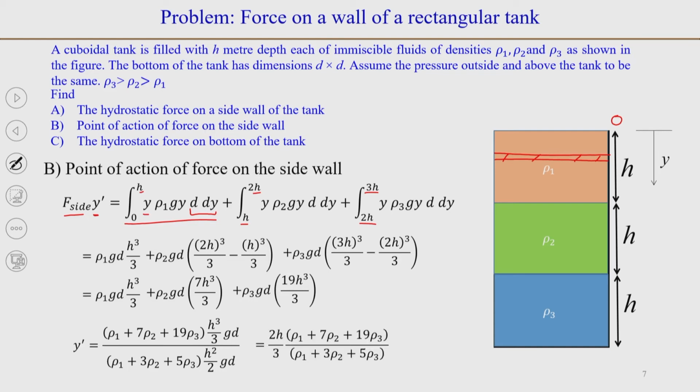We can cancel out g d by g d and h squared. So, we will get 2 by 3 h into rho 1 plus 7 rho 2 plus 19 rho 3 divided by rho 1 plus 3 rho 2 plus 5 rho 3. Okay. So, that is the location of the line of action of this force, which will be at 2h by 3 into this whole expression in terms of the densities of the fluids.